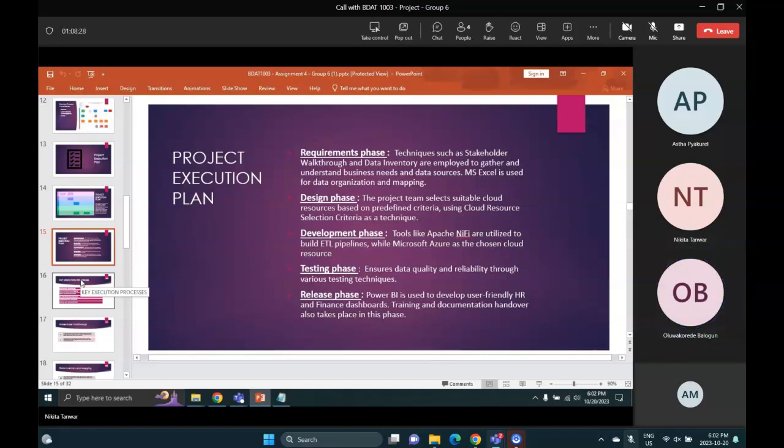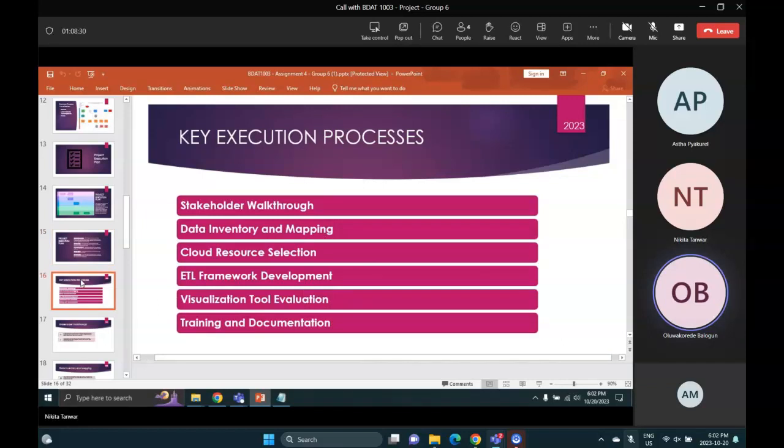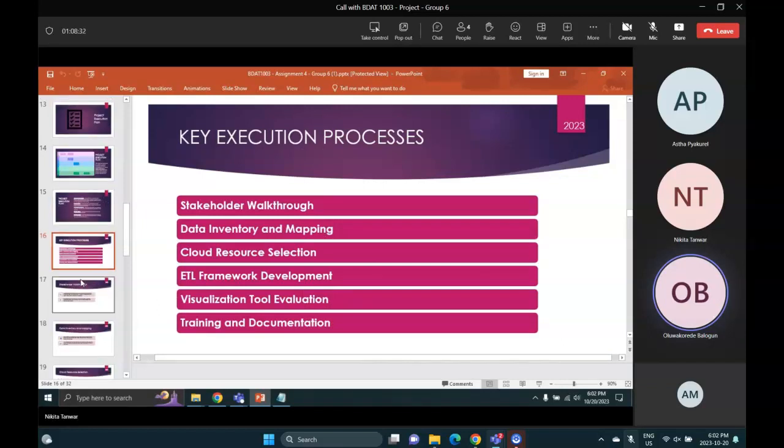So next slide, please. For the key execution processes, these are divided into 6: the stakeholder walkthrough process, the data inventory and mapping, cloud resource selection, ETL framework development, visualization tool evaluation, training, and documentation.